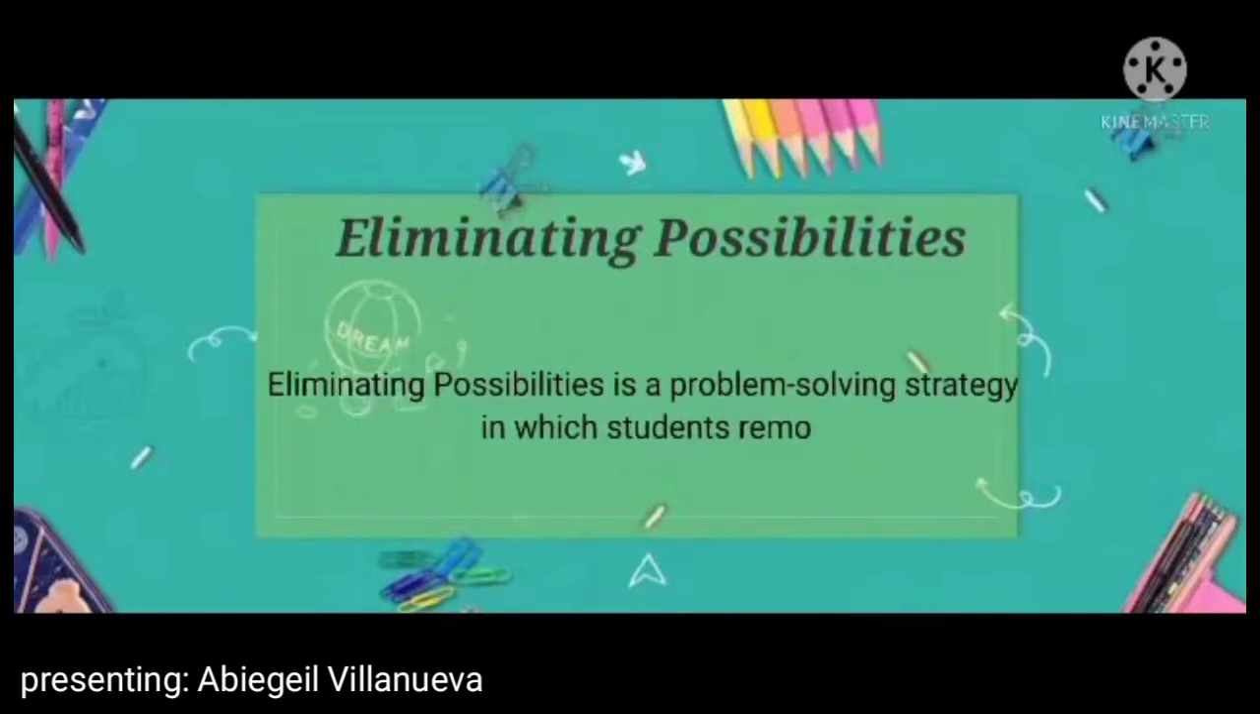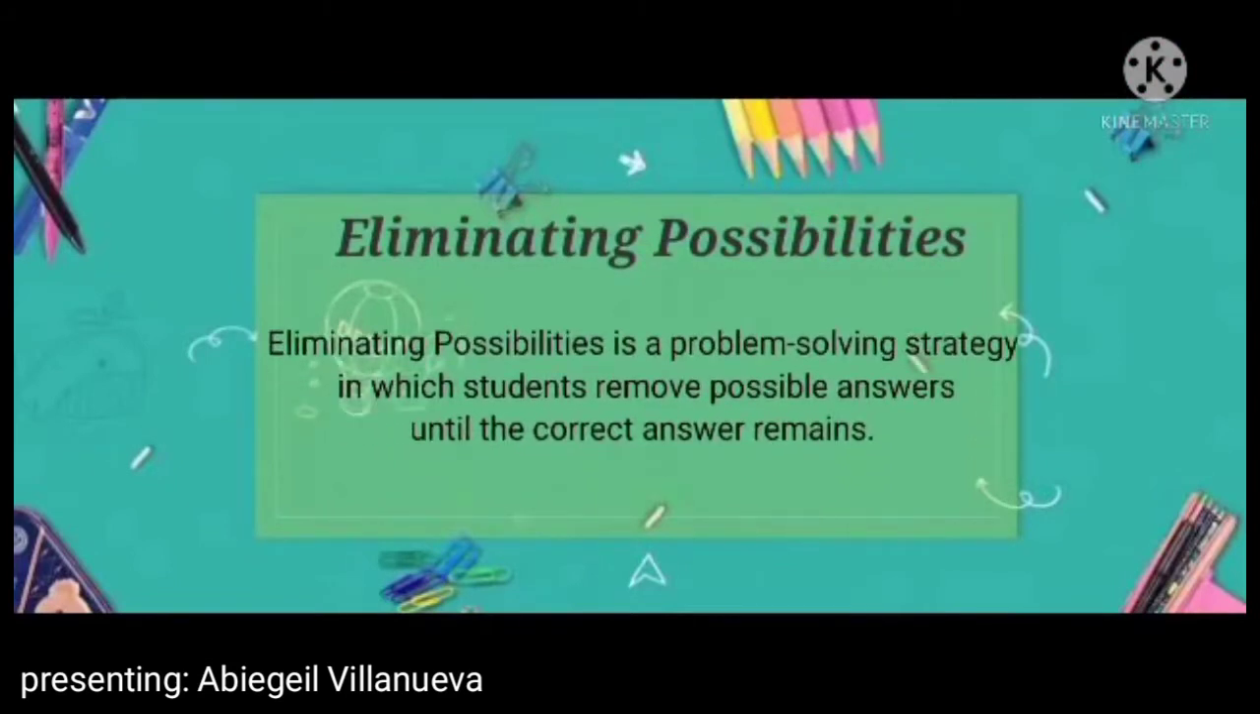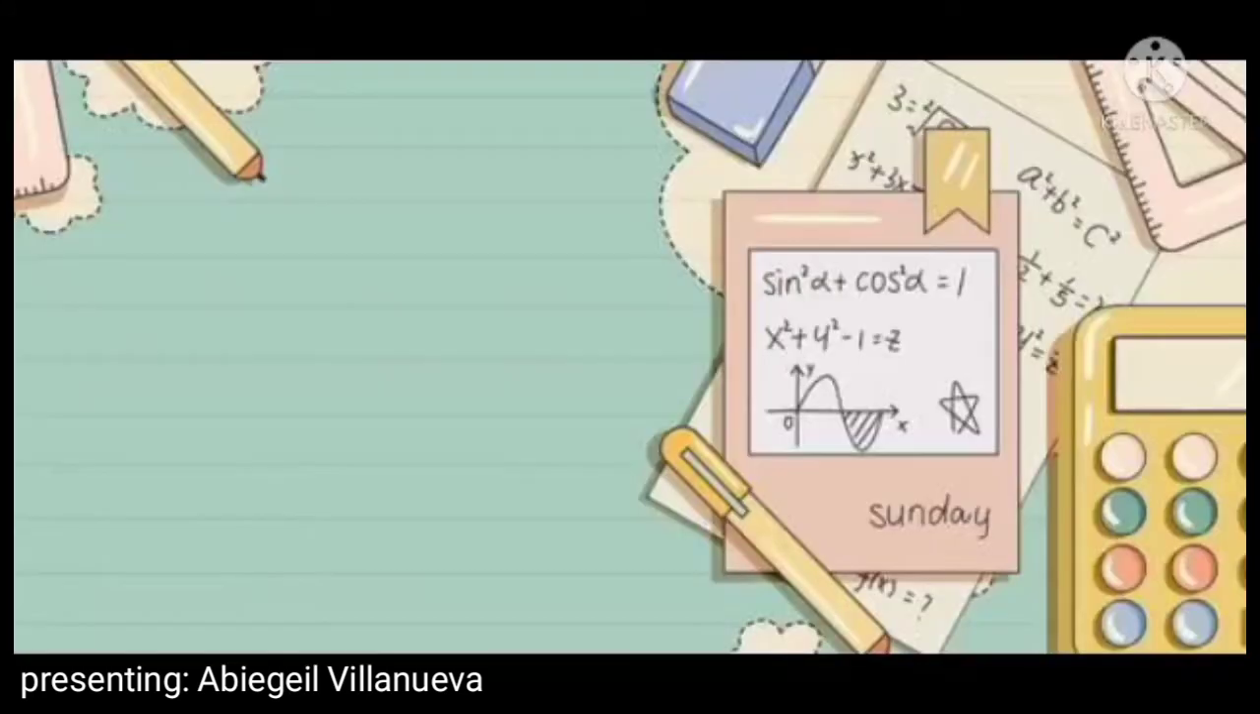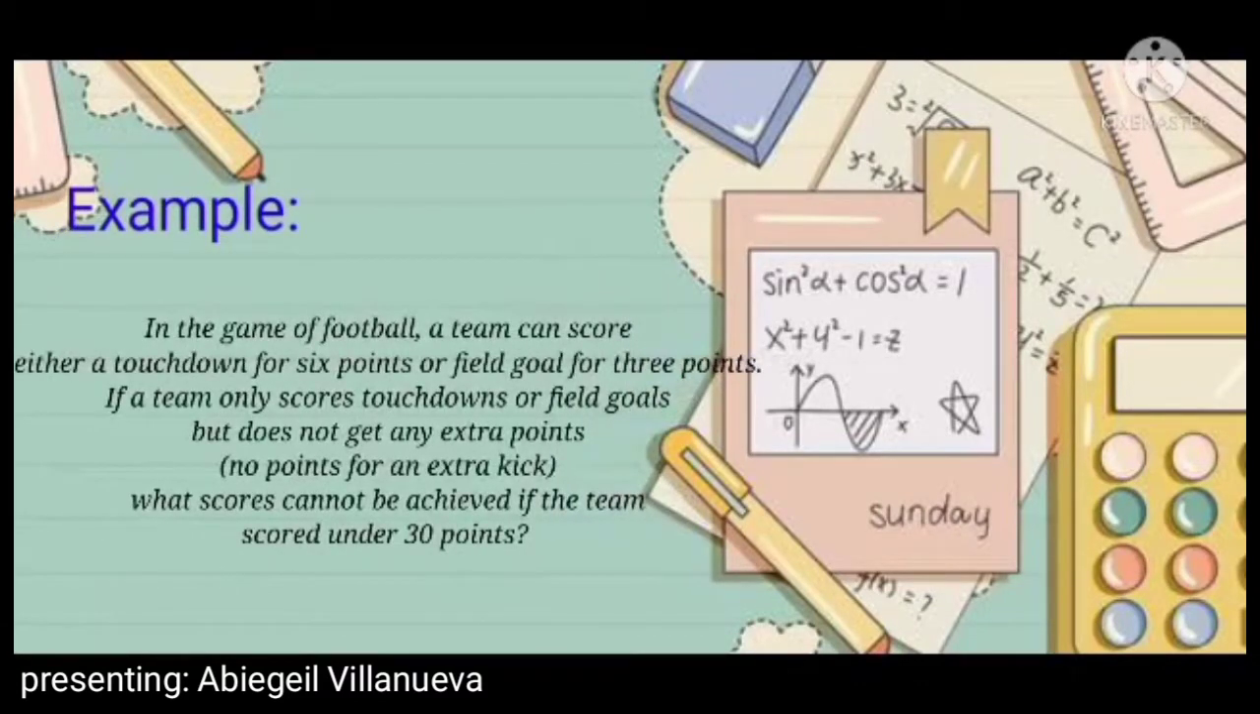Eliminating possibilities is a problem-solving strategy in which students remove possible answers until the correct answer remains. Let's give an example to this strategy. In the game of football, a team can score either a touchdown for 6 points or a field goal for 3 points. If a team only scores touchdowns or field goals but does not get any extra points, what scores cannot be achieved if the team scored under 30 points?